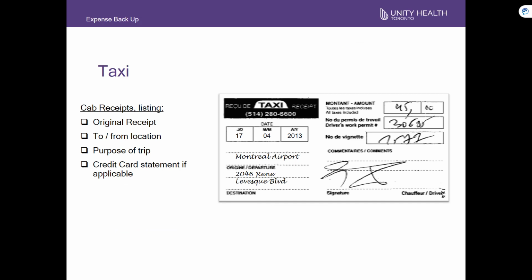If a taxi was used for travel, ensure you include the original receipt, a detail of the to and from location, a detail of the purpose of the trip, and your credit card statement if applicable.